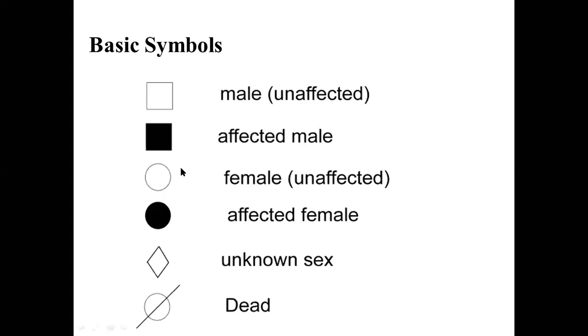First of all, a simple square box that is filled with white color represents a male that is unaffected, and if you fill that box with black color, then it is an affected male. Similarly, a round shape filled with white color represents an unaffected female, and black color represents an affected female. And if there is a diamond, it is unknown sex. It doesn't mean that the person has no sex or gender. It means that you don't know the sex or the gender of that specific person.